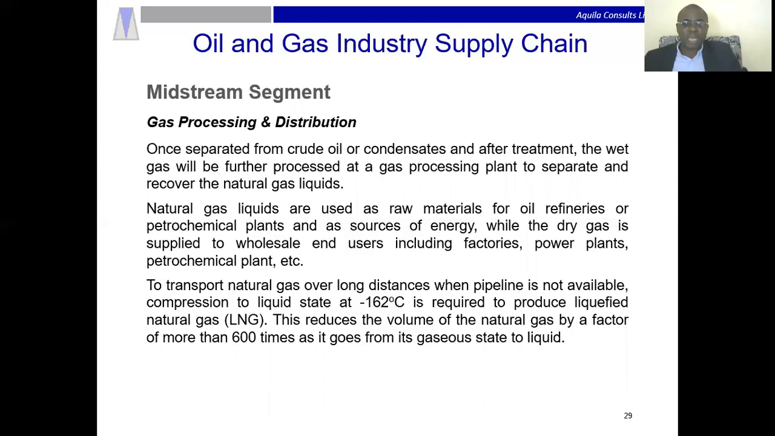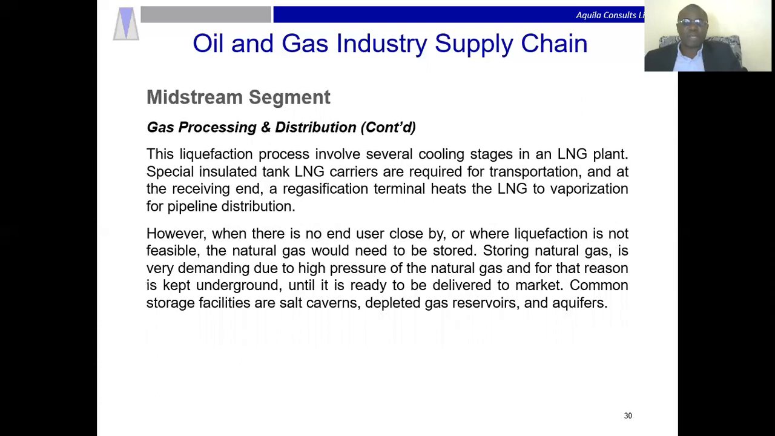Now, for the gas you want to convert to liquid, if you want to ship abroad or to a distant location, you have to do this by cooling to minus 162 degrees Celsius to produce what we call liquefied natural gas, or LNG. This process of liquefaction reduces the volume of the natural gas by up to a factor of 600 as it converts from gaseous to liquid state. With this, you are able to compact the volume so that you can ship in special containers.